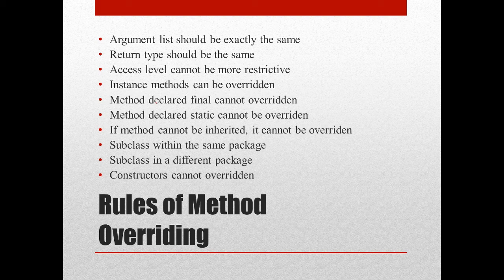A method declared final cannot be overridden, and a method declared static cannot be overridden but can be redeclared. If a method cannot be inherited, then it cannot be overridden. Ganun din po, a subclass in the same package as the instance's superclass can override any superclass method that is not declared private or final. A subclass in a different package can only override non-final methods declared public or protected. And the last one, constructors cannot be overridden.